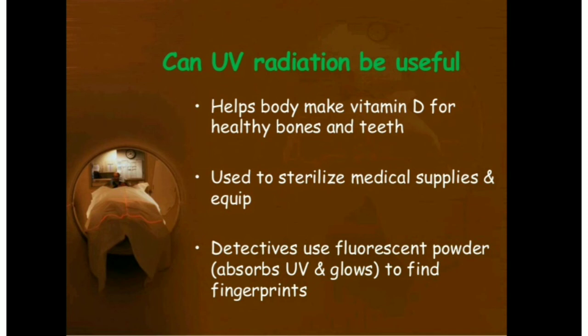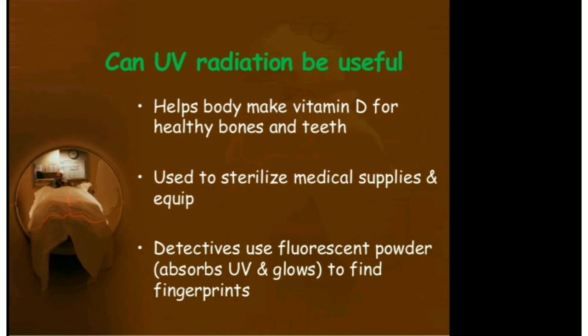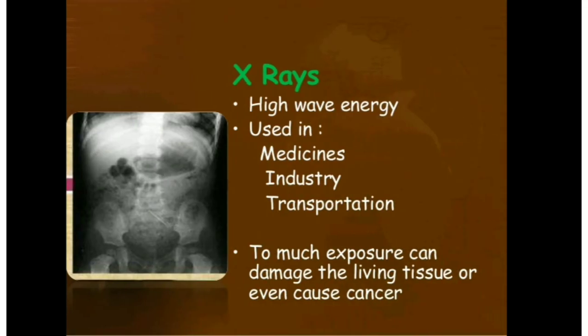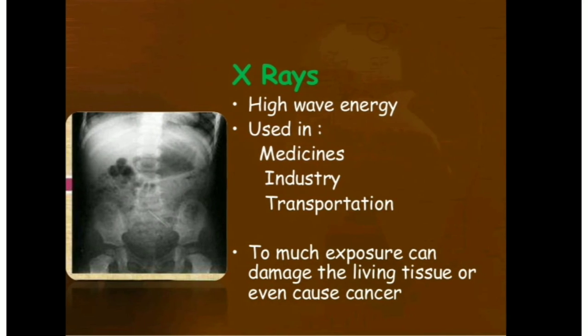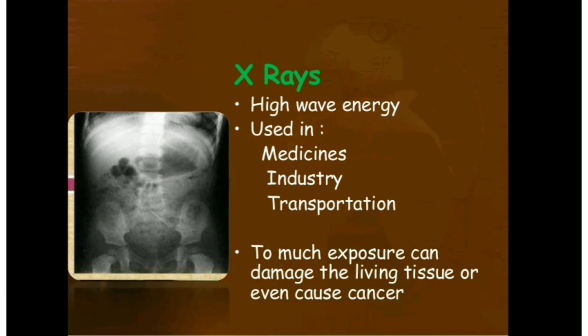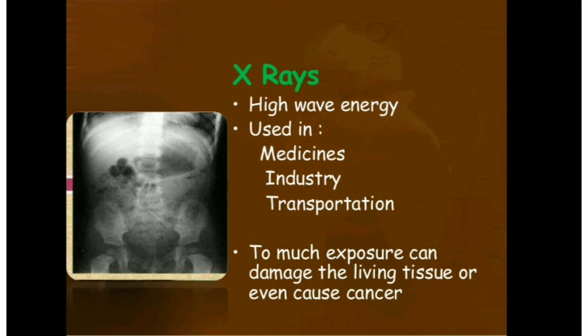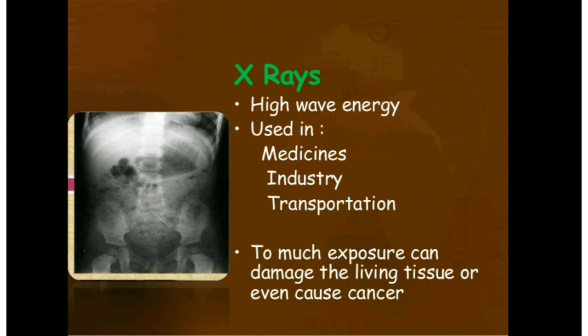It is also used as a fluorescent powder for fingerprints and for studying things written on the wall. Now moving to the next type of ray, that is X-rays. The name X-ray was given by Professor Roentgen in 1895. X-rays can be produced by bombarding a target of high atomic number with a beam of fast moving electrons. That will produce X-rays.